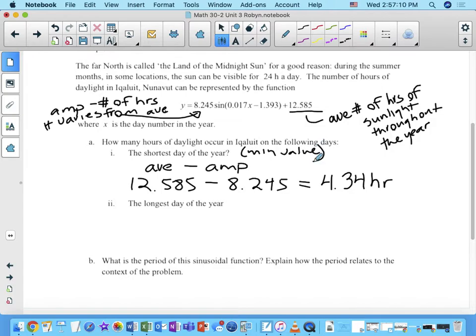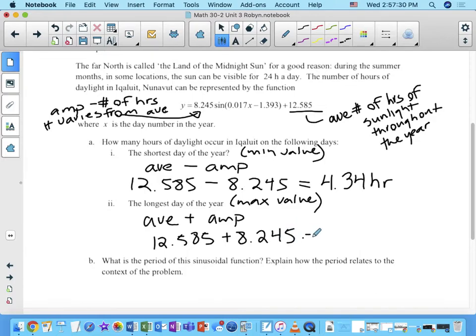Longest day would be the max value. Right? So we're going to take the average again, but this time we need to add the amount of variance. We're going to add the amplitude. And that's 12.585 plus 8.245, which is 20.83 hours. That's pretty nice. Pretty long day in the summer, but pretty short day in the winter.